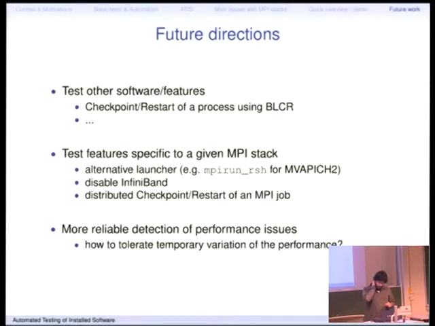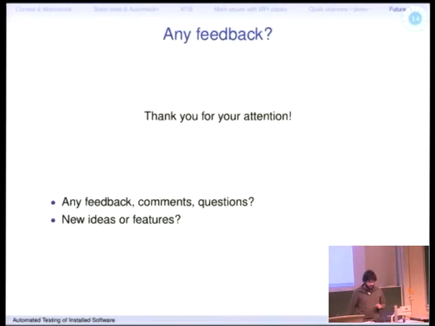And also we need some discussion on how to make the detection of performance issues more flexible. Currently we have just a threshold. We have this plot with a threshold of 50% tolerance, which is quite a high tolerance rate. And that's it. So thank you for your attention. If you have any feedback, any question, comment, or idea of nice features that can be added, you're welcome.